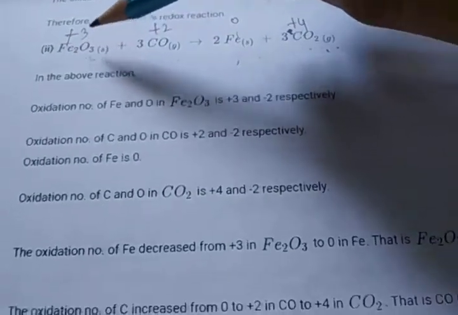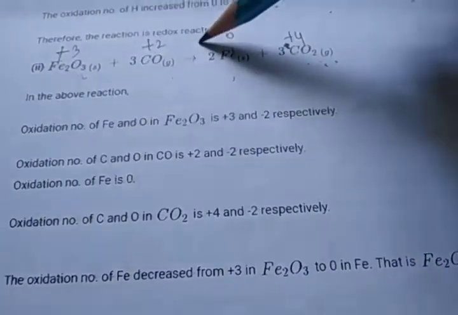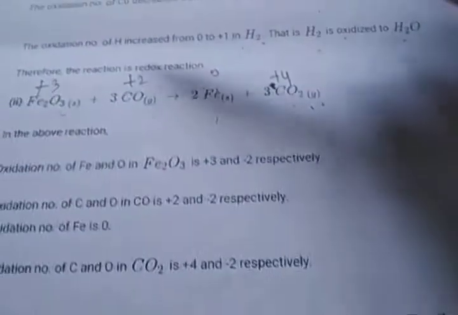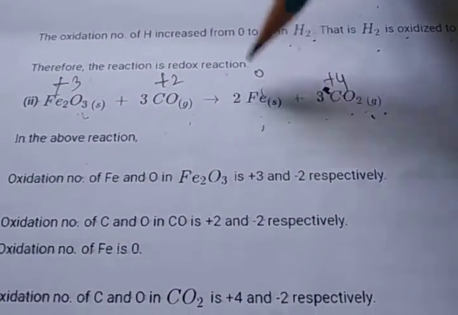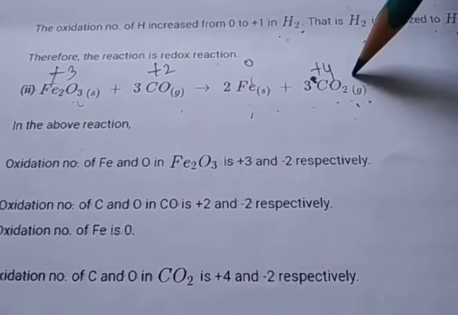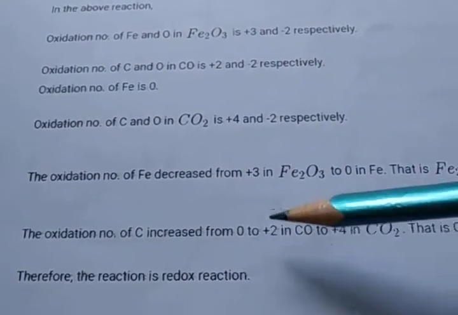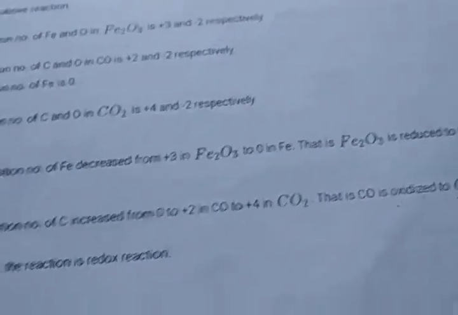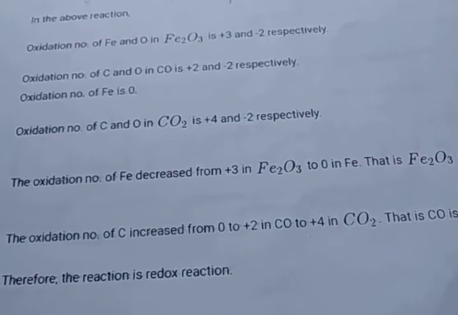So the oxidation number of Fe decreases from +3 to 0, which means reduction, and here +2 to +4 is an increase in oxidation number, which means oxidation. Therefore the reaction is a redox reaction.